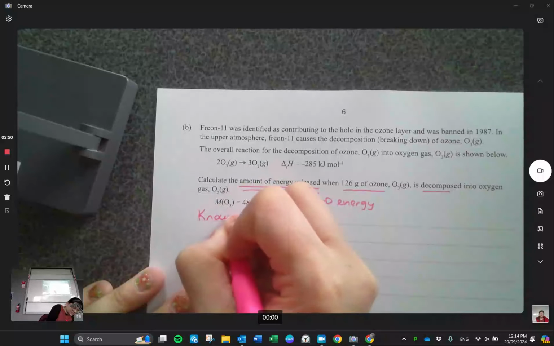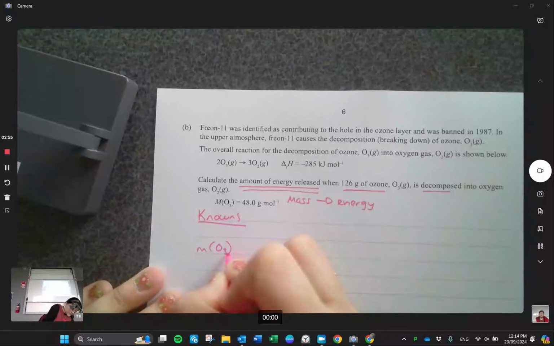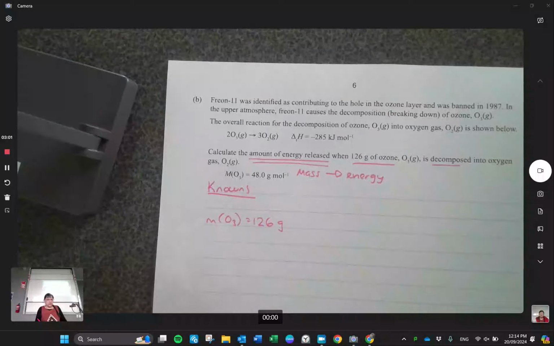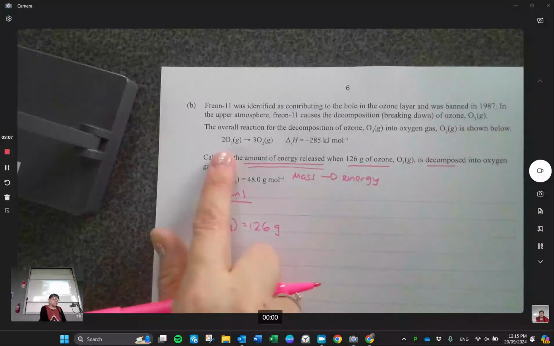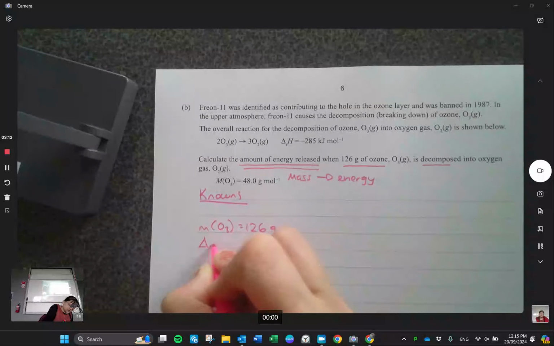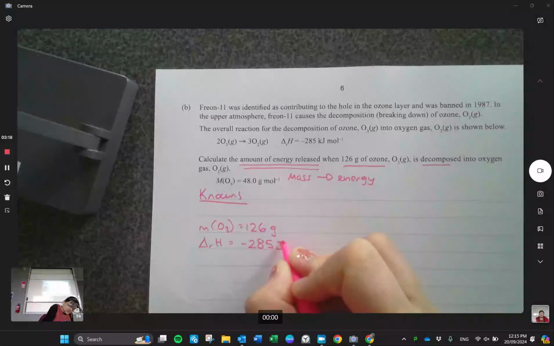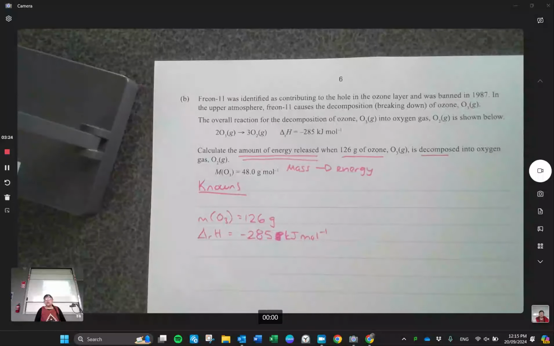So what do we know? So I know that my mass of ozone, so my mass of O3, is equal to 126 grams. So that's something I do know. And I got that from there. I also know that for this reaction to occur, the decomposition, that is my delta H. So the delta H of this reaction is equal to negative 285 kilojoules per mole. Is that an endothermic or exothermic reaction? Exothermic because it's negative. All right.